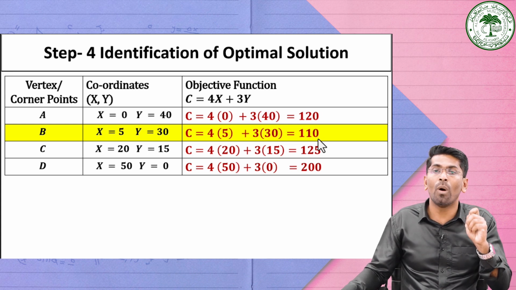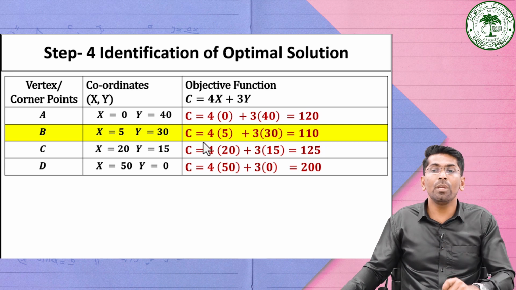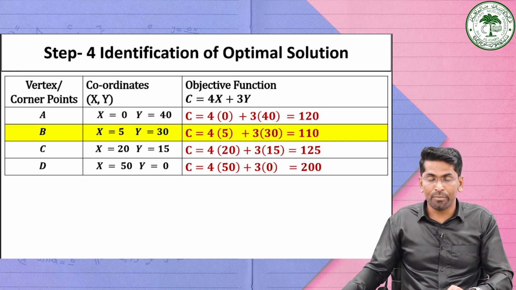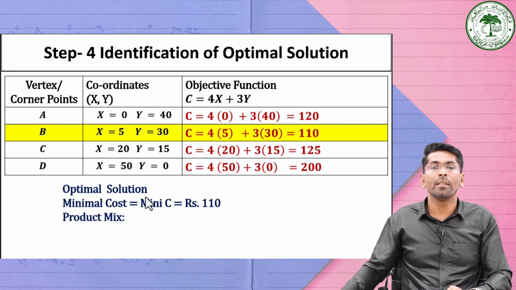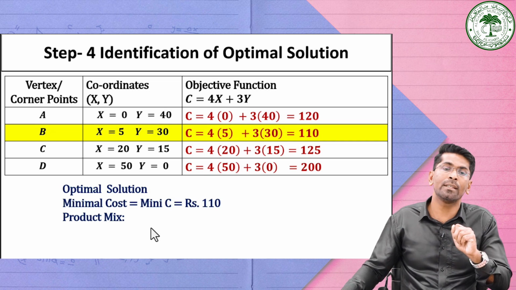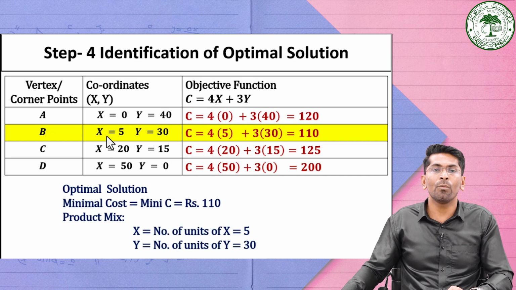So in order to have the minimum cost with the given requirement, the sick person wants to consume 5 units of food X and 30 units of food Y, so that his cost can be minimized and at the same time his requirement can also be fulfilled. So here we can say that the optimal solution, the minimum cost, is 110, where the quantities of food x and y are x equal to 5 and y equal to 30. So x is the number of units of food X, which is 5 units, and the number of units of food Y is 30. So this is the solution.